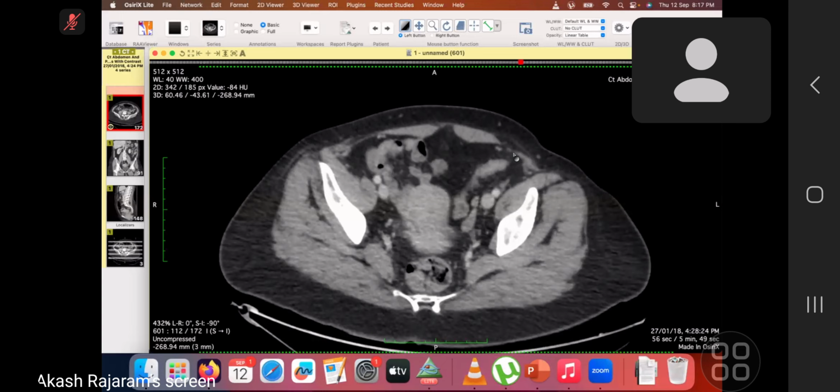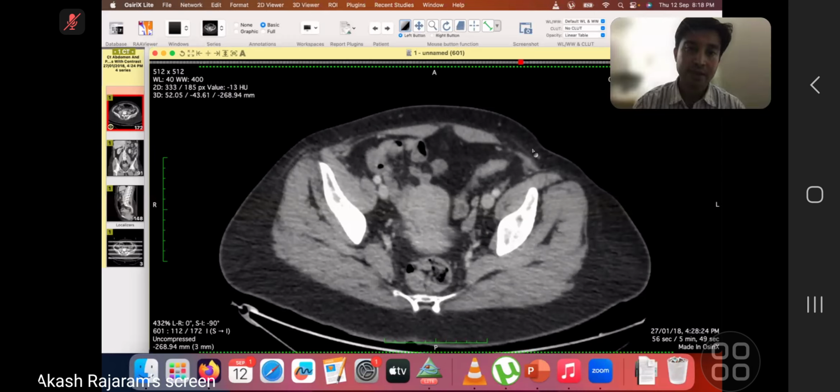I will convey the finding to the physician and ask for a clinical examination of the patient to see if it's relevant to such site of herniation or not. Okay, let's go to the next case.